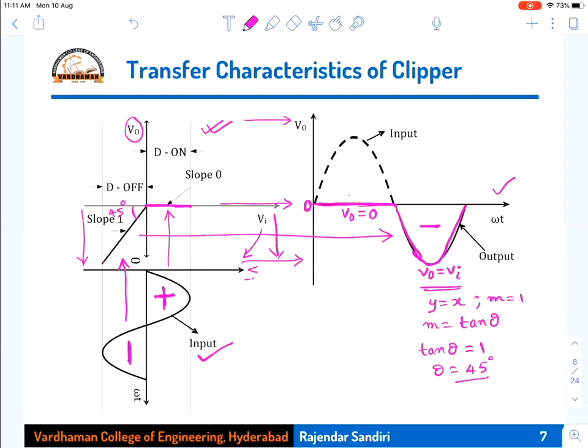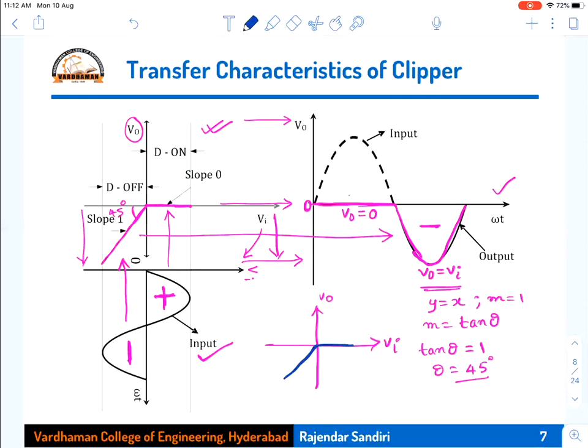So I have just plotted the graph like this. Okay. So your final transfer characteristic of V0 versus Vi is that of a positive clipper. Positive clipper means the positive portion does not exist, and it will be just 0. Okay, so 0. And the negative portion will be as it is. Output is the same as input. Therefore, it is simply a straight line passing through the origin.